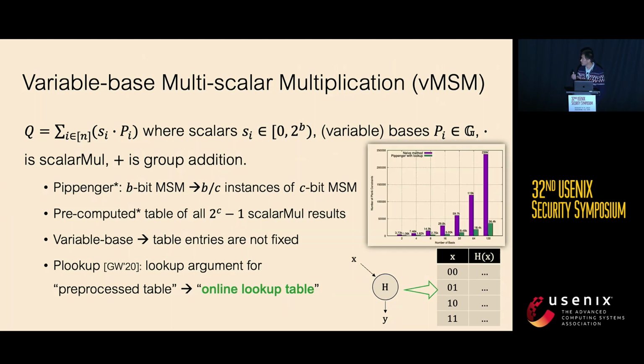Just to show you the savings that we get, the y-axis is the number of constraints. The purple bar demonstrates how many constraints are required if you do the naive MSM inside the circuit, and the green bar represents the constraints required if you deploy the online lookup table technique.